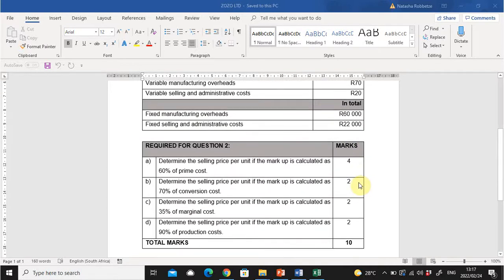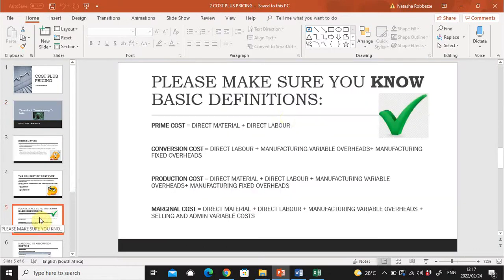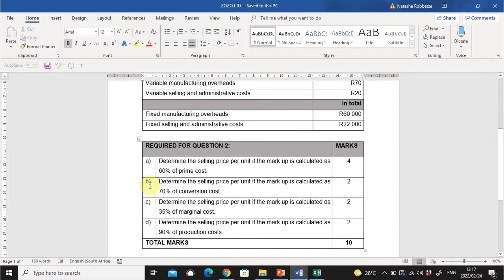If we go to the required part of this question, it says in A, determine the selling price per unit if the markup is calculated as 60% of prime cost. So again, we need to make sure that we familiarize ourselves with the necessary definitions. Then in number B, it says determine the selling price per unit if the markup is calculated as 70% of conversion cost. Again, we need to know how conversion costs are defined.